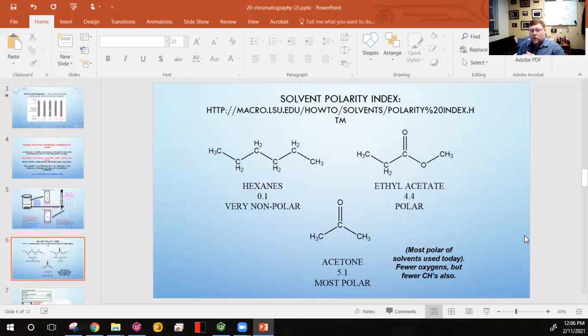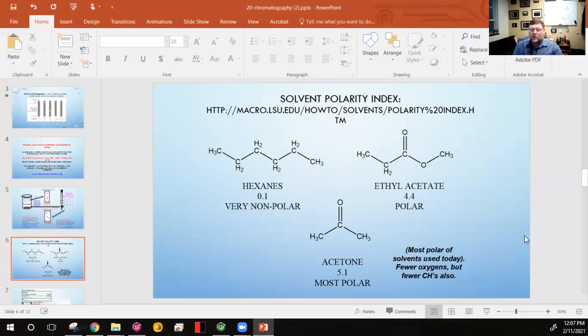The solvent we're going to use. So the mobile phase in an organic laboratory is almost always a nonpolar organic solvent. Hexane is the least polar. We use hexane. It's easy to remove by distillation. We'll talk about that in a minute. Typically, hexane and ethyl acetate are the two solvents you use. Hexane is extremely nonpolar. Ethyl acetate for an organic solvent is fairly polar.